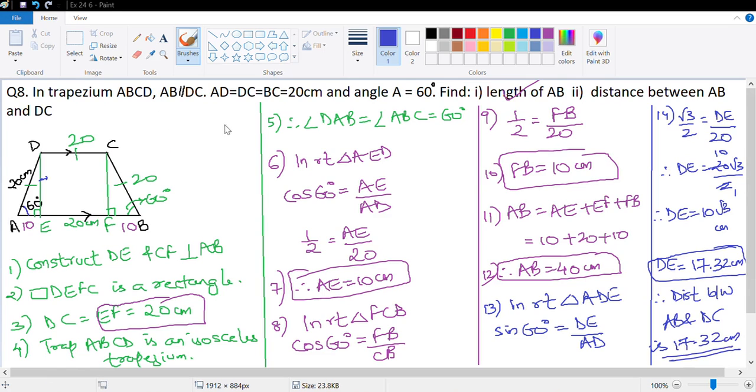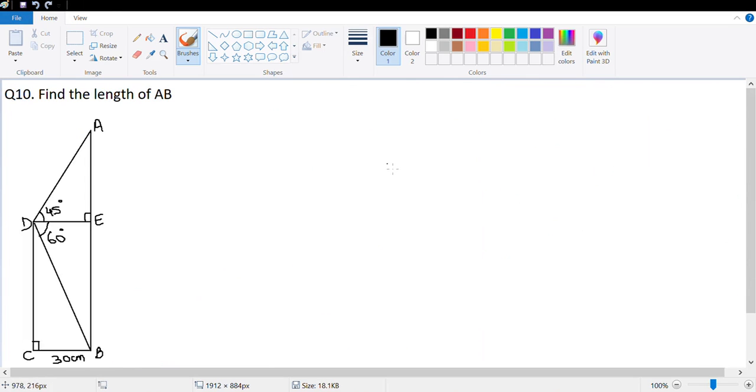The next question that we do is question number 10. It says find the length of AB. Again, we'll divide this into two separate parts. One we'll divide as AE and the other would be EB. Now, can we look at this? So CBED is a rectangle, which means DE is equal to 30. Okay, I think we've got this.